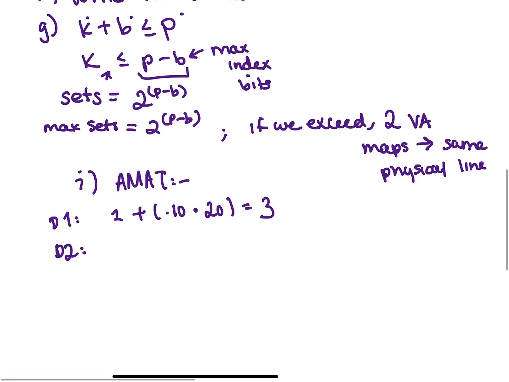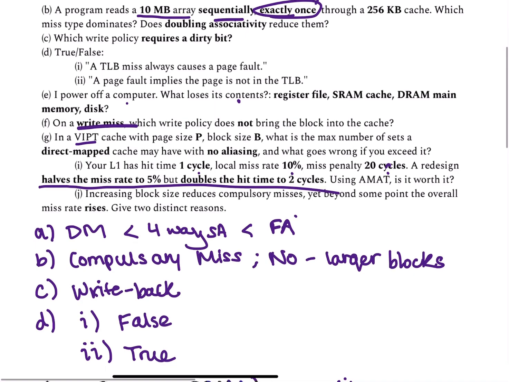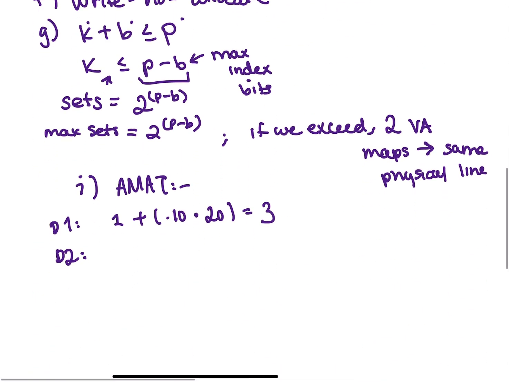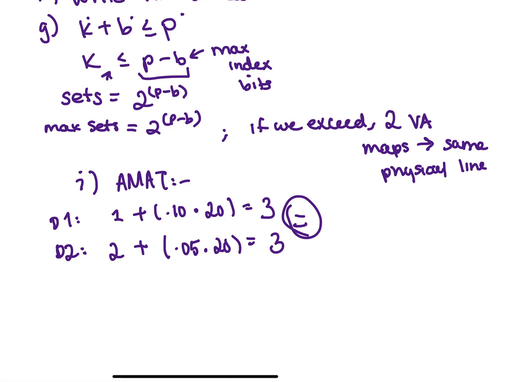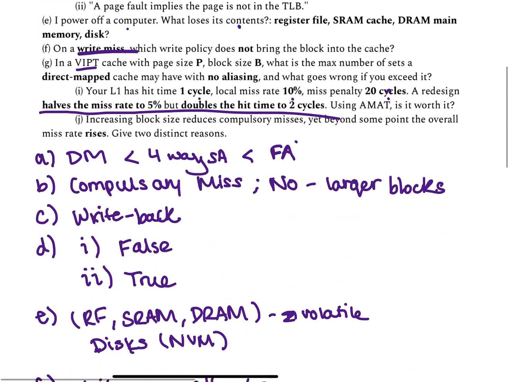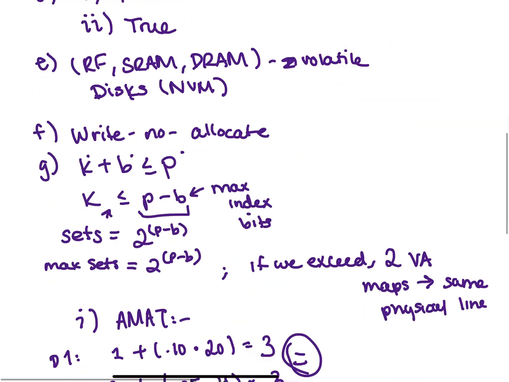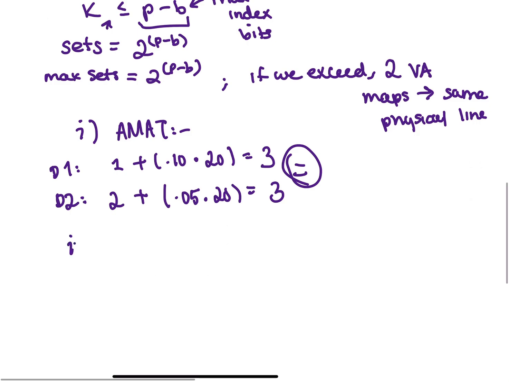Design 2 is going to be halving the miss rate and doubling the hit time. So that would be 2, doubling that, plus 0.05 times 20, and that is also 3. So they equal each other. So we don't need this design choice. It's not worth it. It's not doing anything.